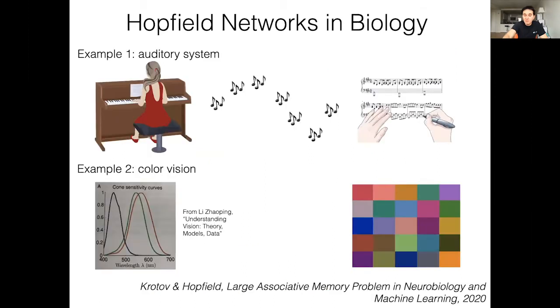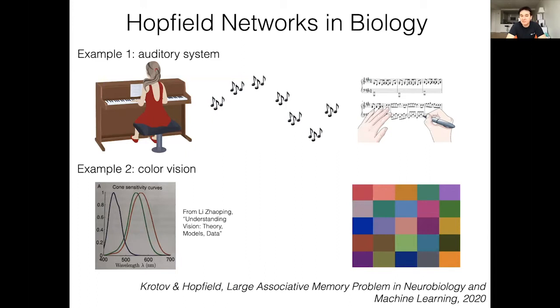Now, let's move on to the biology perspective. In biology, the most essential feature of modern Hopfield networks is that they can store a large number of patterns. Now, let me illustrate why this might be useful from the perspective of two biological systems.